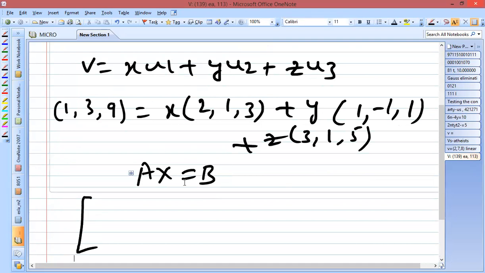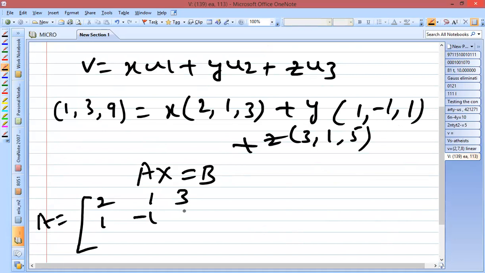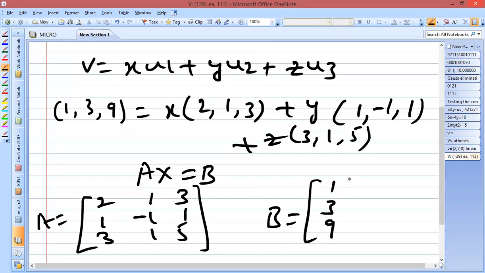So what are the elements of A? Ax is nothing but what you see on the right-hand side. What are the first row elements? A is (2, 1, 3), (1, -1, 1), (3, 1, 5). And what is B? B is (1, 3, 9). And X is nothing but x, y, z.